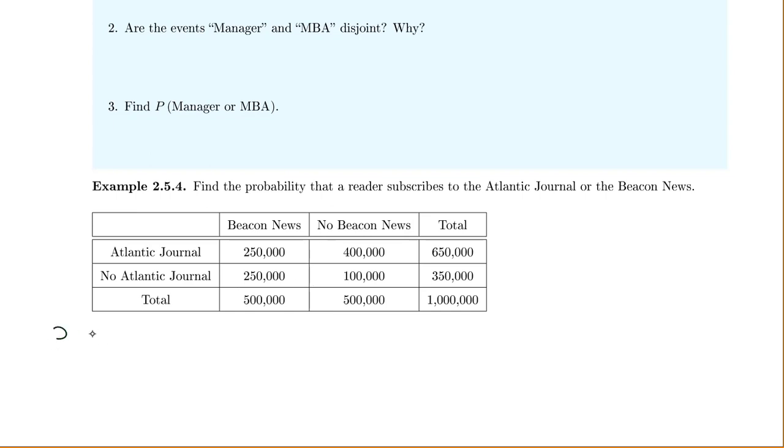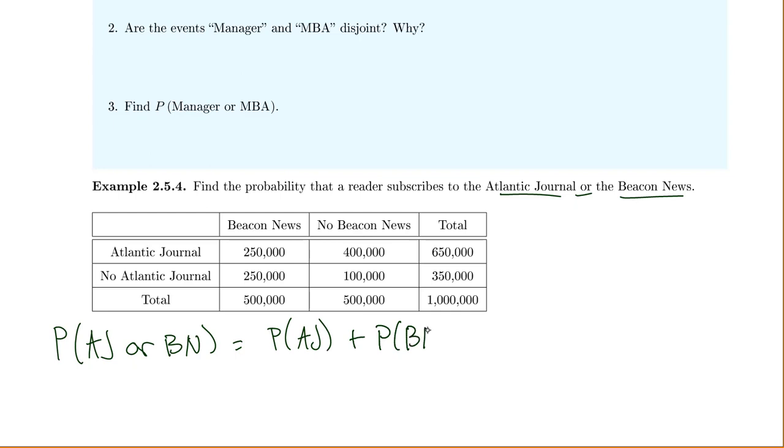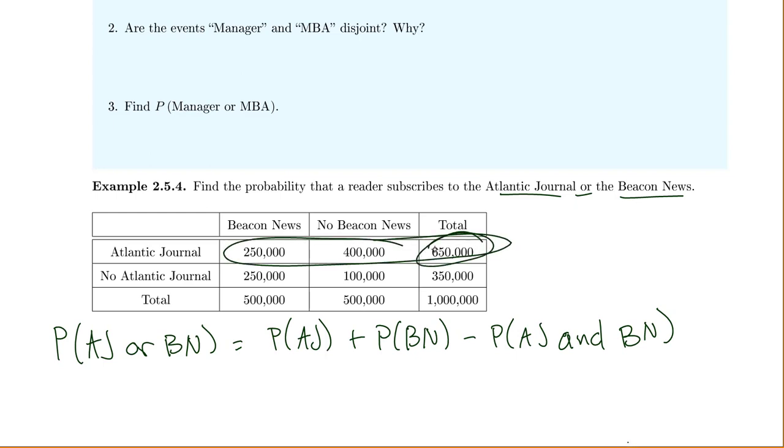So let's see if we can do this one. So we're looking for the probability of Atlantic Journal or Beacon News. Well, this would be the probability of Atlantic Journal plus probability of Beacon News. But you don't want to count the intersection twice, so let's subtract out the probability of the intersection. So probability of Atlantic Journal and Beacon News. Okay. So probability of Atlantic Journal. To get probability of Atlantic Journal, you have to look at everything in this first row. So everything in the first row would be 650,000 out of our grand total of 1,000,000.